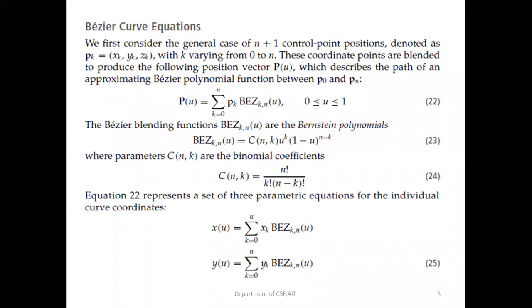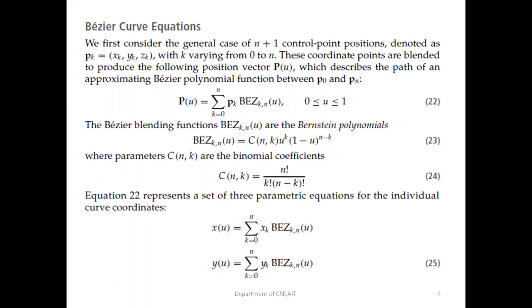Previously in the theory, we have studied the Bezier curve equation. Suppose I'm having n plus 1 control points, and these control points are given by P of k. Every point will consist of an x value, y value, and z value. So this point is considered with respect to x, y, and z direction, but in the program we are going to consider only the x and y direction.